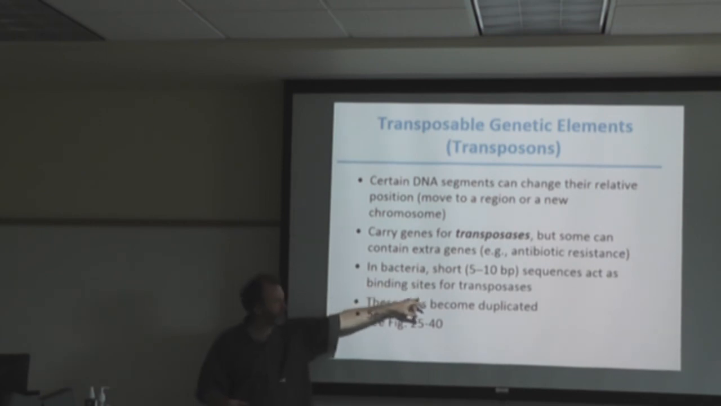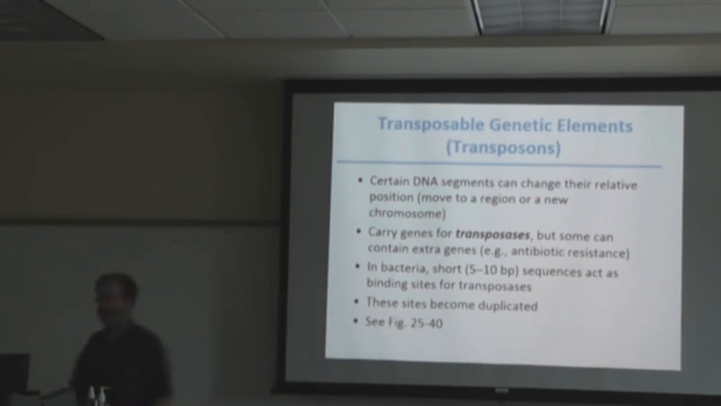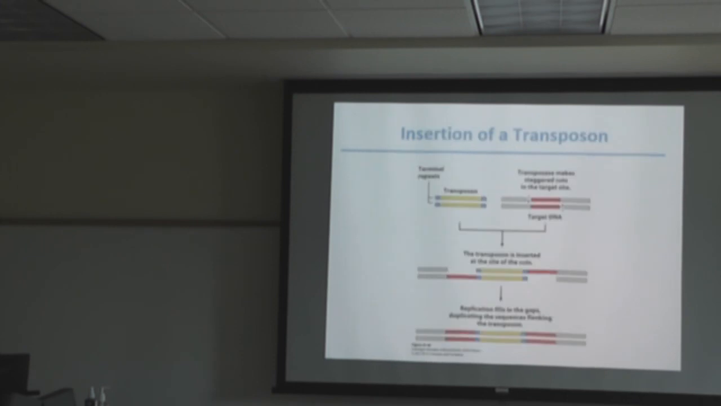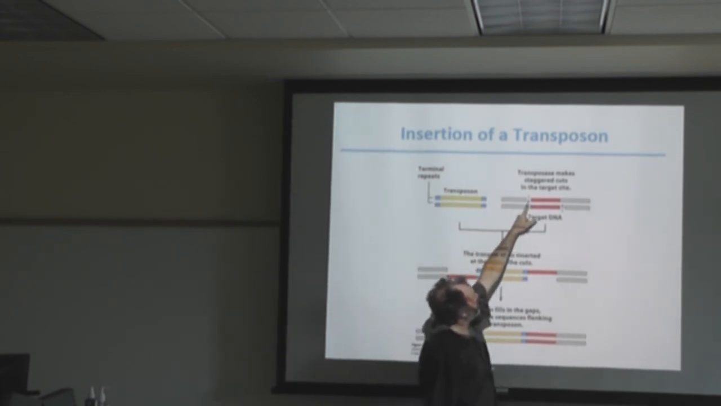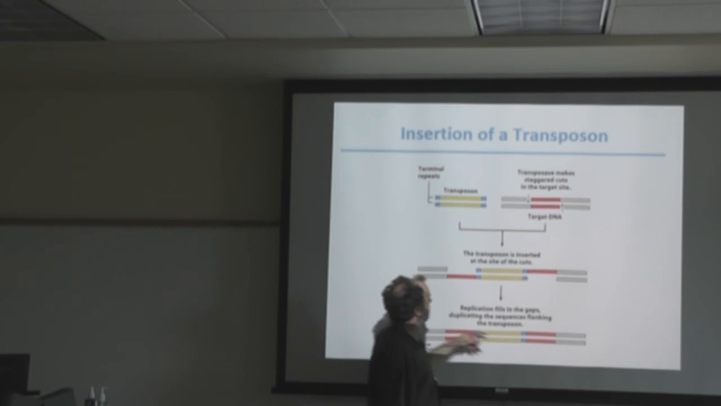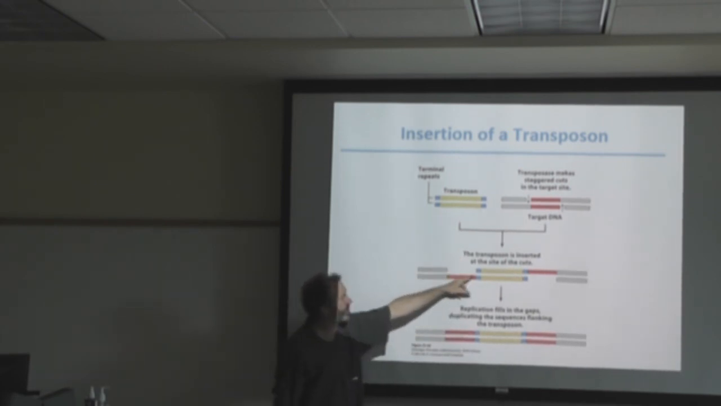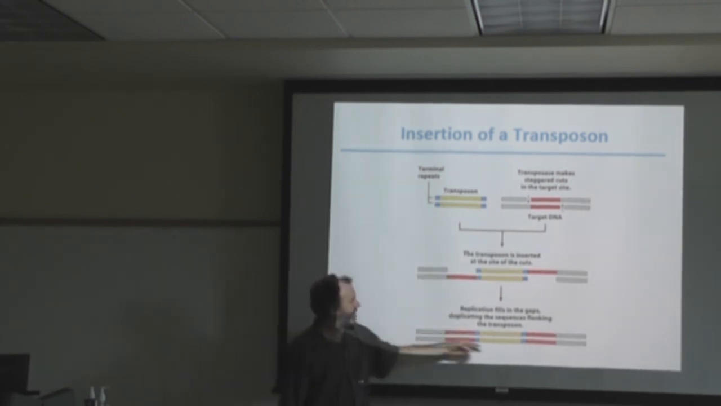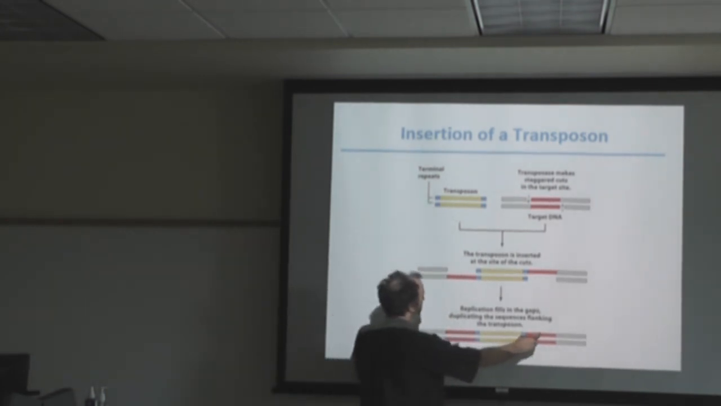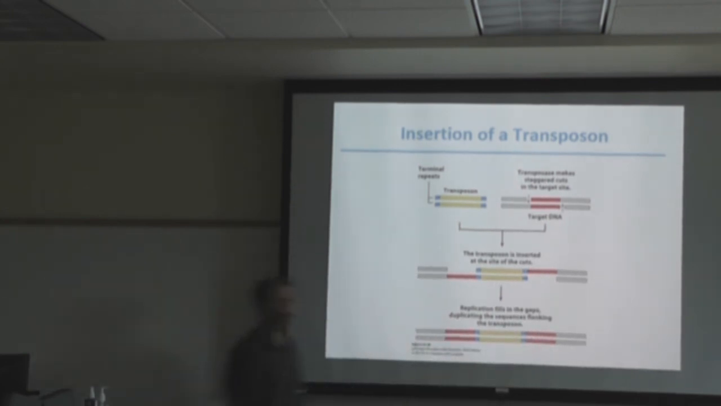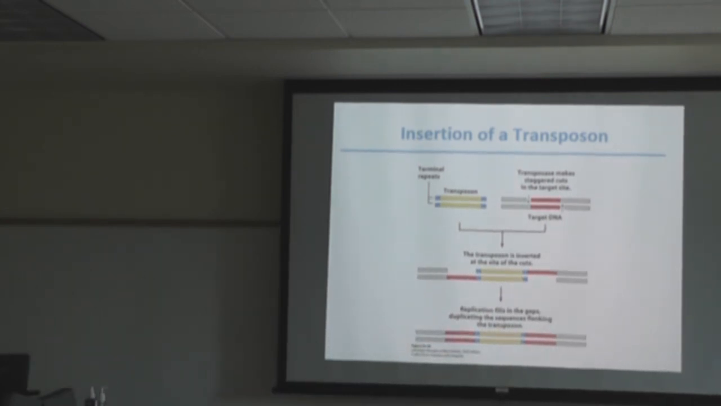In bacteria, short 5 to 10 base pair sequences act as the binding sites for the transposases, and these sites become duplicated as it does this. So you have a transposon with these terminal repeats. And then in the target DNA, the transposase makes a staggered cut. The transposon's inserted. Then the empty sites get filled in. And you've obviously made a double copy of this site that flanks the transposon that was inserted.